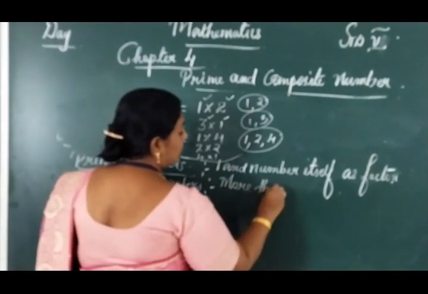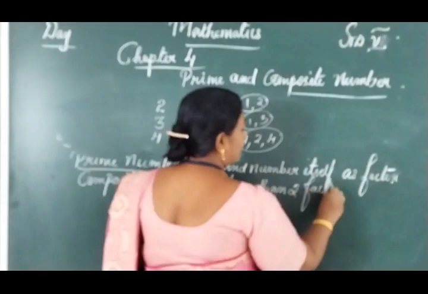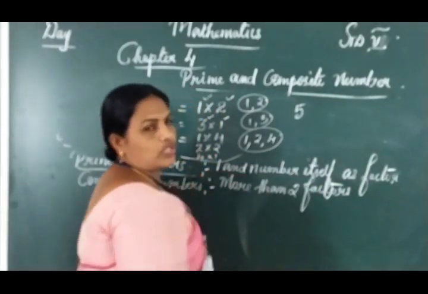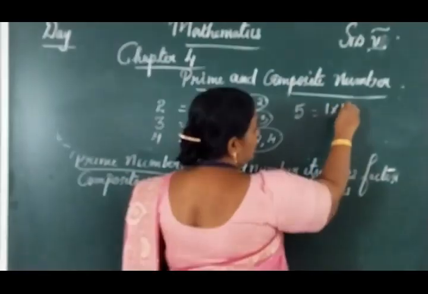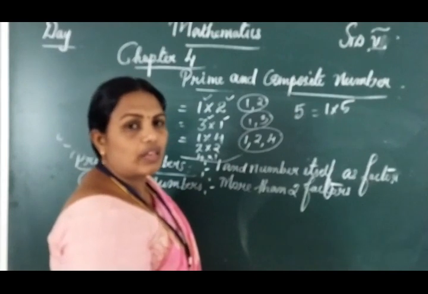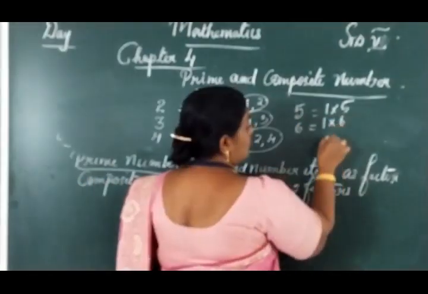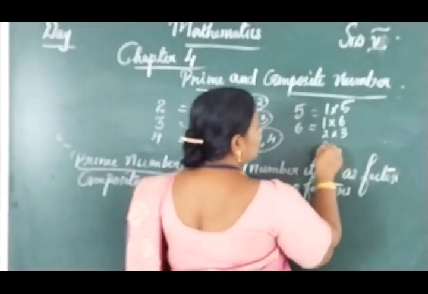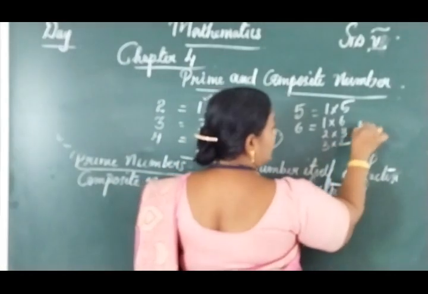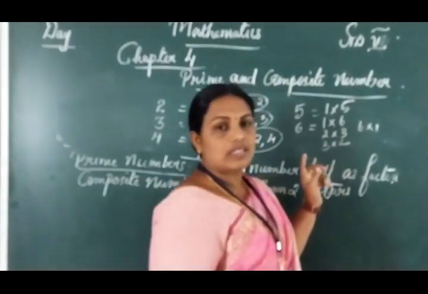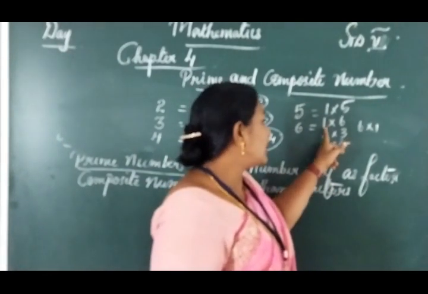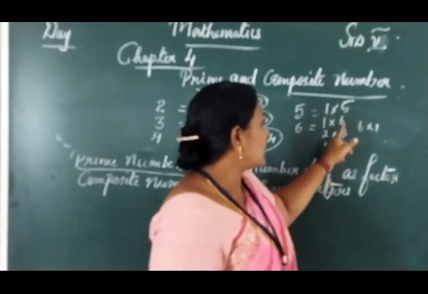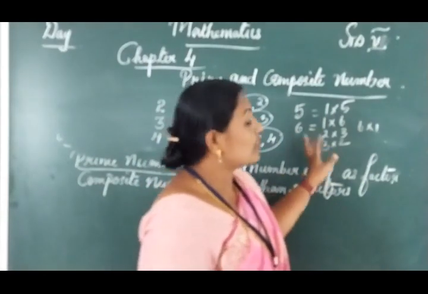More than two factors. The factors of 6: 1 times 6 is 6, 2 times 3 is 6, 3 times 2 is 6, 6 times 1 is 6. We can find these using the tables: the 2 table, 3 table, 4 table, 5 table, 6 table. Here we get the factors 1, 2, 3, 6, for more than 2 factors.